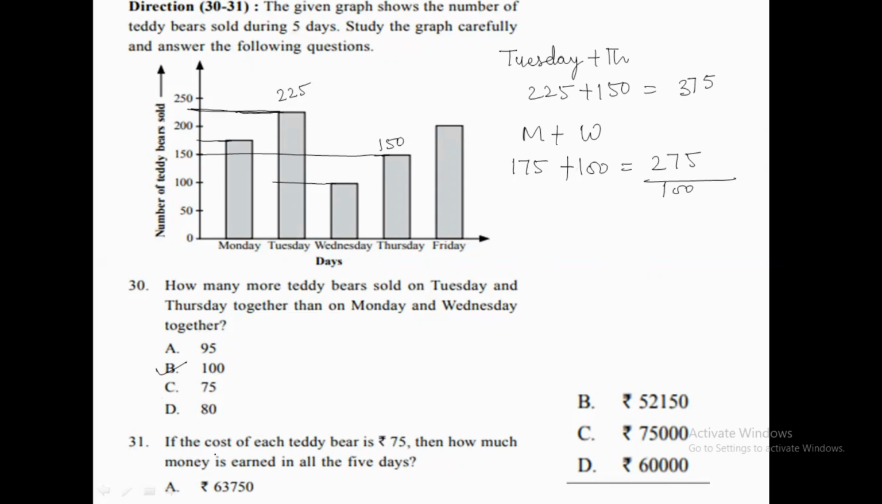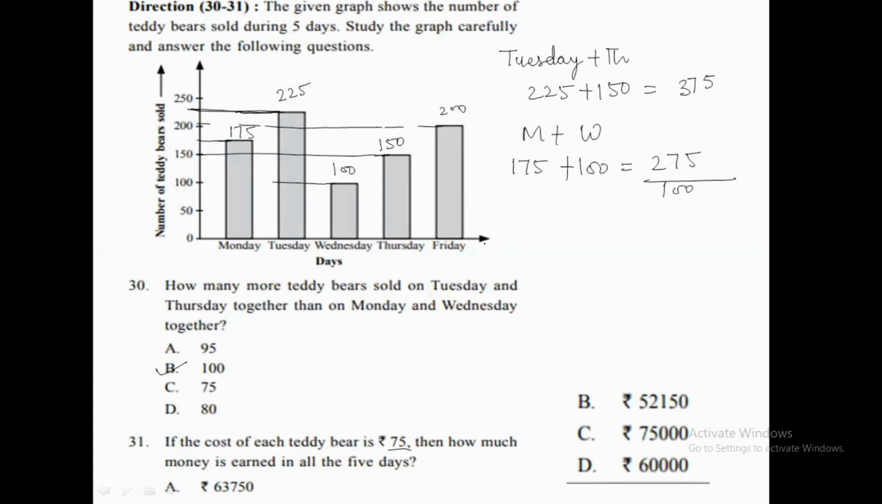Now, in the 31st question, if the cost of each teddy bear is 75, then how much money is earned in all 5 days? For this, first we need to find how many teddy bears were sold every day. So we will add the numbers of teddy bears. On Monday 175 were sold, on Tuesday 225, on Wednesday 100, on Thursday 150, and on Friday 200 were sold.